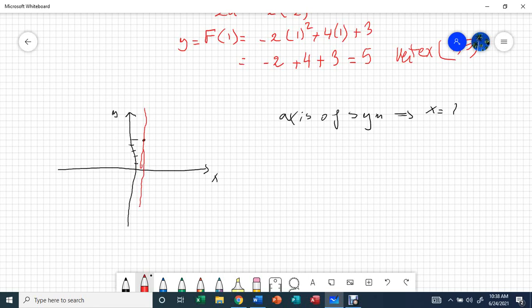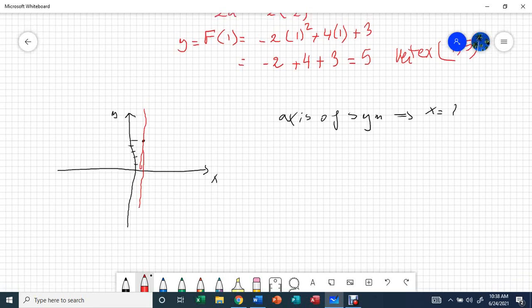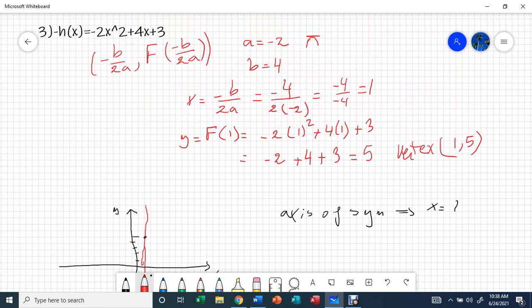And now let's move on a little bit so we can see the function. It's negative 2x squared plus 4x plus 3. So it's up and down. Let's find the y-intercept. Plug 0 for x. We get 0 plus 0 plus 3. So the y-intercept is 0, 3.